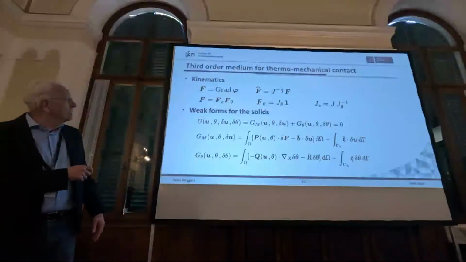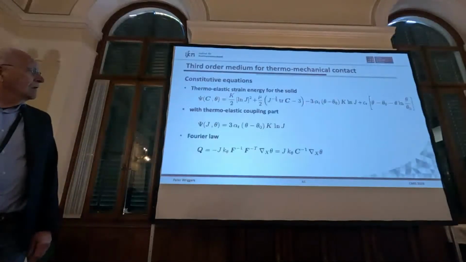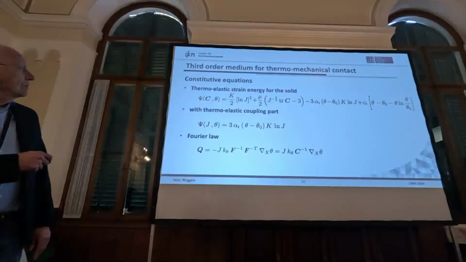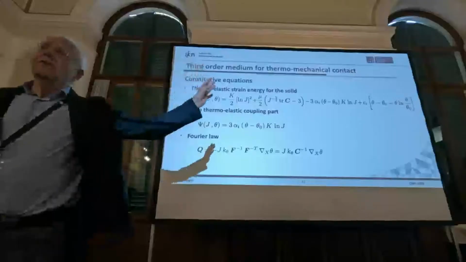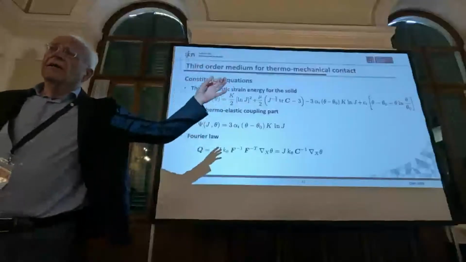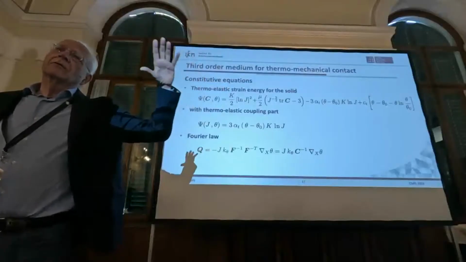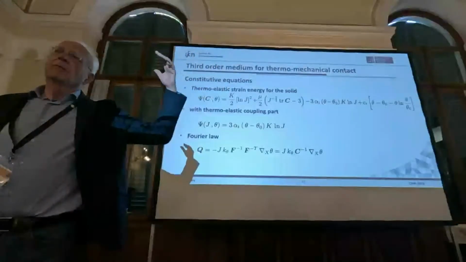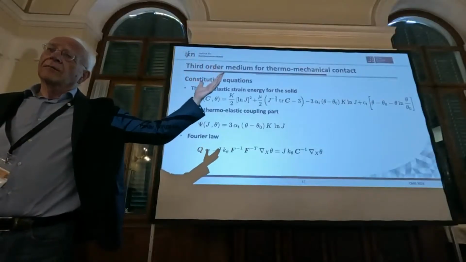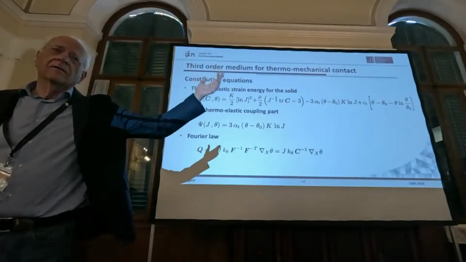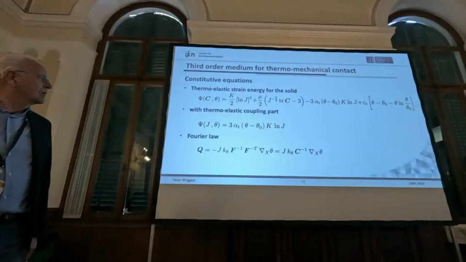We use the classical split of the deformation gradient, which is multiplicative, and then we can put in here a thermoelastic strain energy for the solid. This is a little bit simplified. Classically, if you have a rubber material or whatever, you have to take care of the change of the bulk modulus and the shear modulus related to the temperature, which I have not done yet. But this is easy from that point of view. It has nothing to do with the contact, it's just something else.